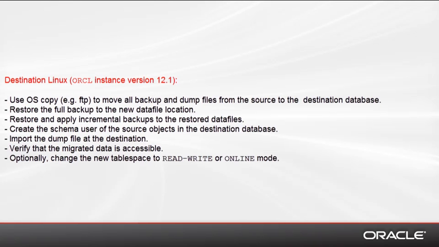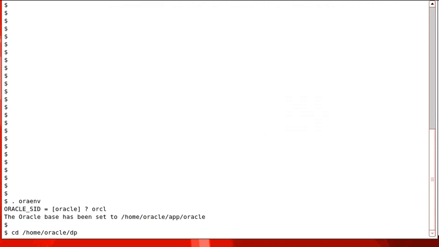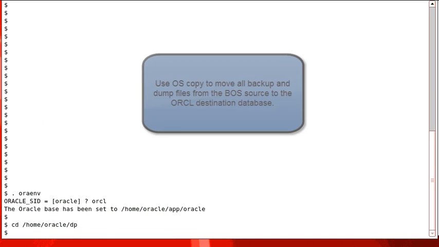Now I'm switching to the destination, the ORACL instance version 12.1 on Linux. And I will show you all the tasks shown on the slide. In the Linux environment, I confirm my environment variables, then I navigate to the data pump directory and I FTP from the Solaris all the files that I need.